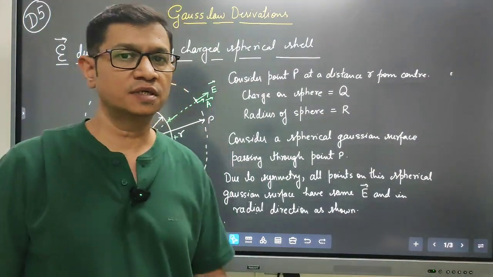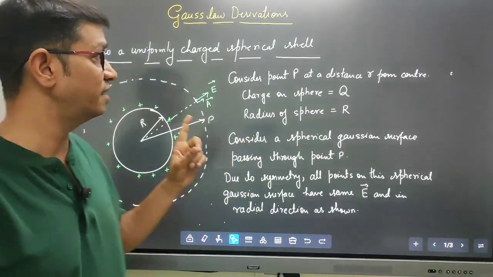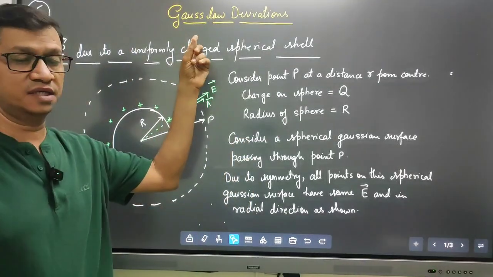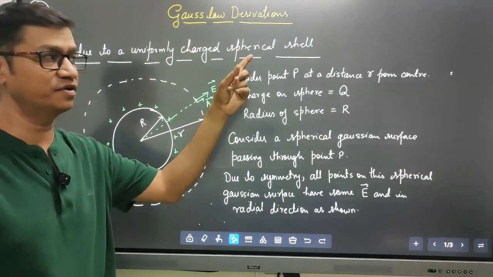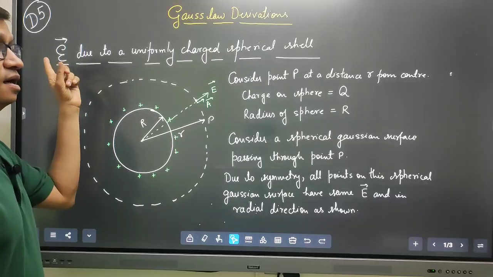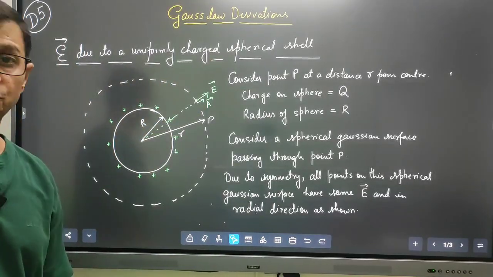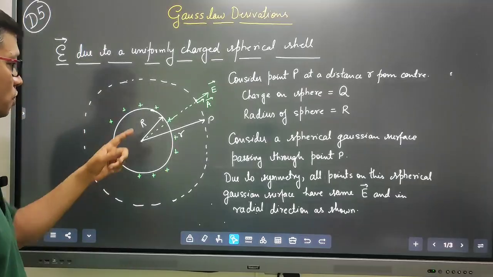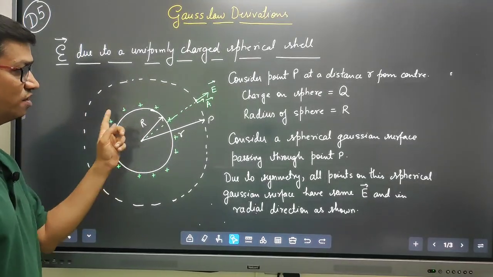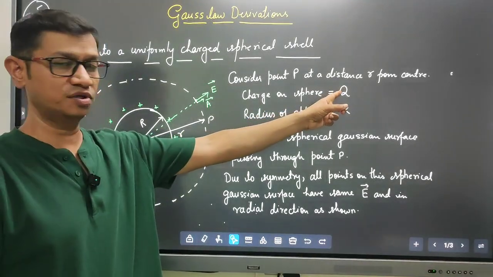Hello dear students, this is our next derivation, derivation number 5. This is under the category of Gauss law derivations, and this is electric field due to a uniformly charged spherical shell. Okay, so let's start with the spherical shell which is uniformly charged, and this charge is Q.